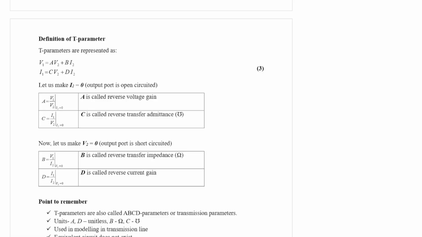Now here T refers to transmission, right? It's called transmission parameter. How are these parameters evaluated? It is actually input parameters, that means V1, I1 is represented as a function of output parameters V2 and I2.